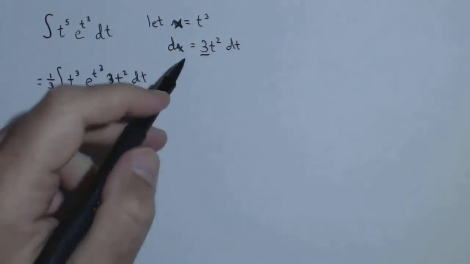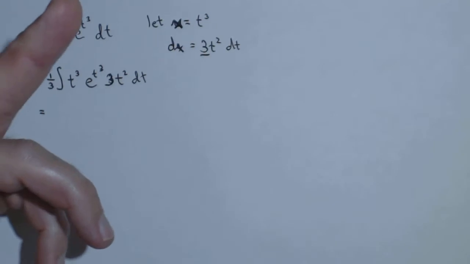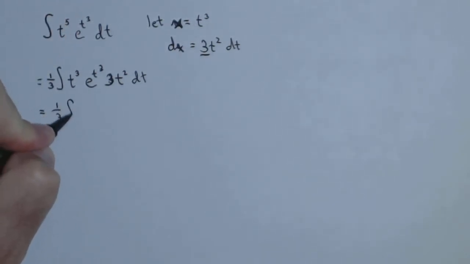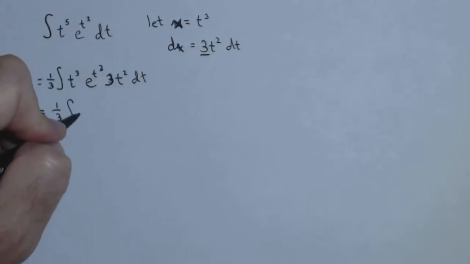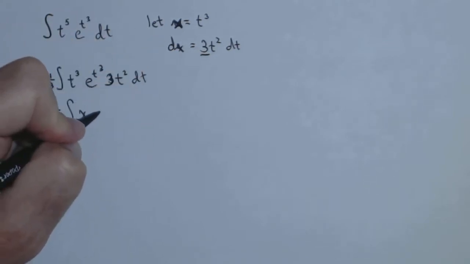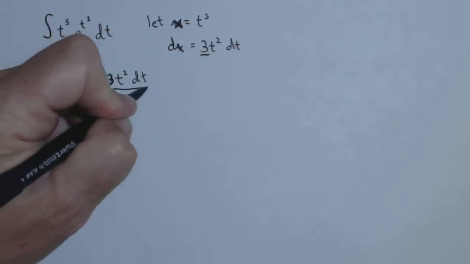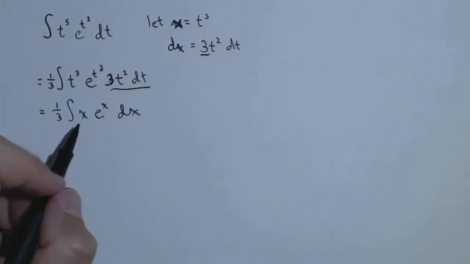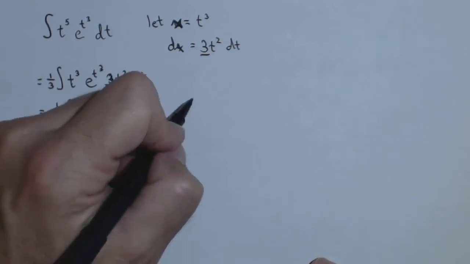So now we can do our u substitution, which I'm actually using x for, so I guess we could just call it substitution. So I got 1/3, and t cubed I know is equal to x, so that becomes x e to the x, and that part there is just my dx. And now we get down to an actually pretty simple integration by parts.